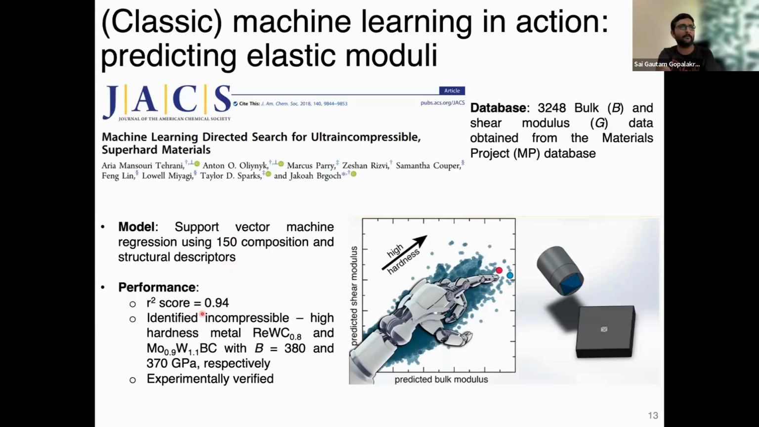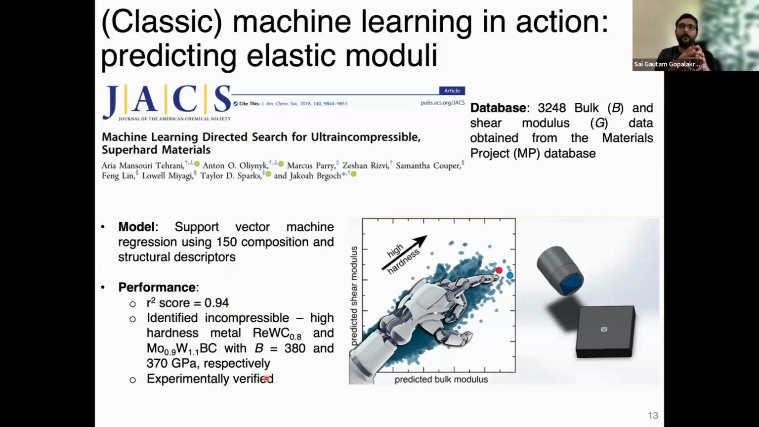This model had a fairly reasonable performance, about 0.94 R2 score, and they identified new incompressible materials, so materials with very high bulk modulus. And the nice thing was this work was also experimentally verified. The authors not only predicted these candidates, but also collaborated with an experimental group and then verified their predictions.